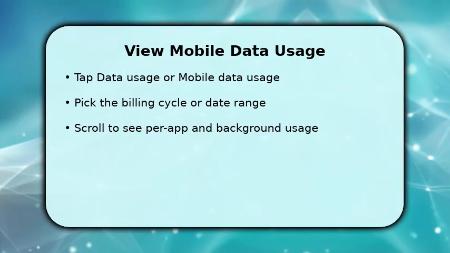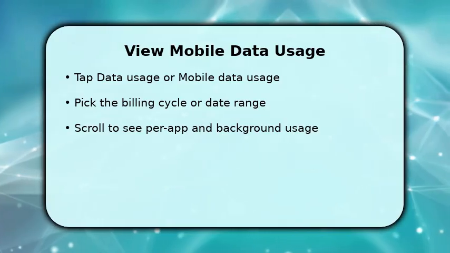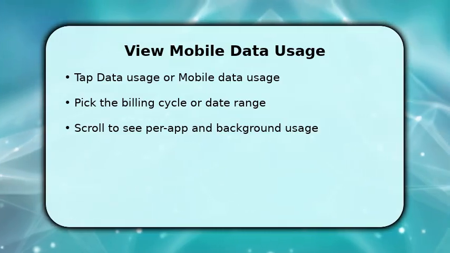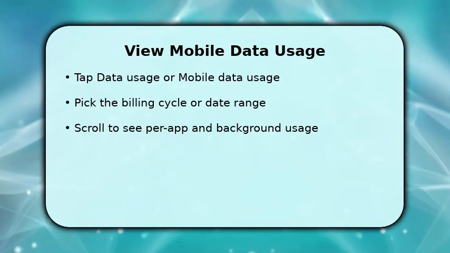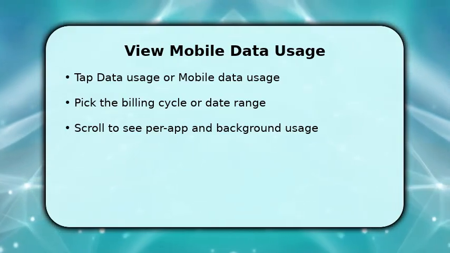Make sure to expand any collapsed app lists and tap an app for hourly or daily graphs. These views help you identify heavy users and timing of spikes.